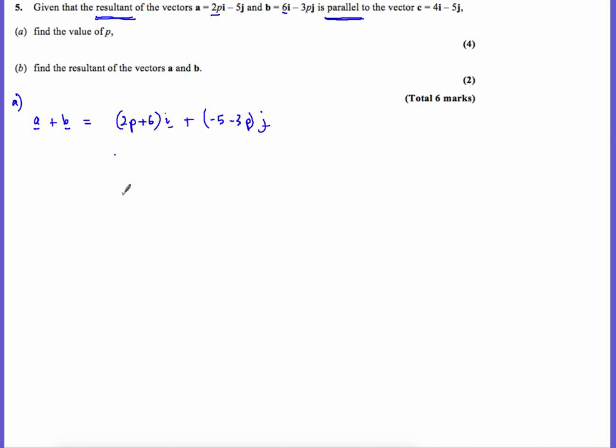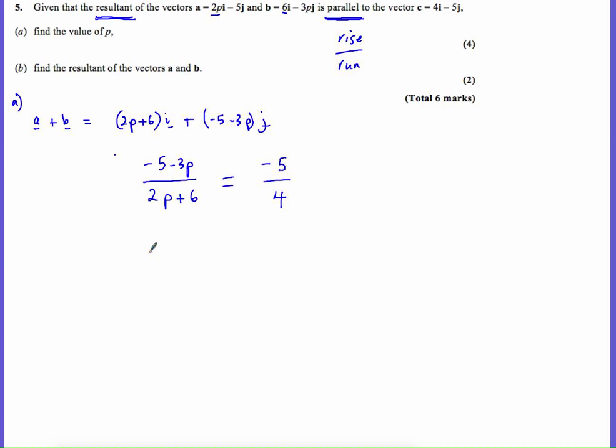Now it's parallel to this one. So parallel, remember, means same gradient. So rise over run should be the same for both of them. So if you think about this, j's are movements upwards, i's are movements across. So the rise in this vector is minus 5 minus 3p. The run is 2p plus 6. The rise in this vector is minus 5, and the run is 4. And now if they're parallel, the rise and the run here must be the same.